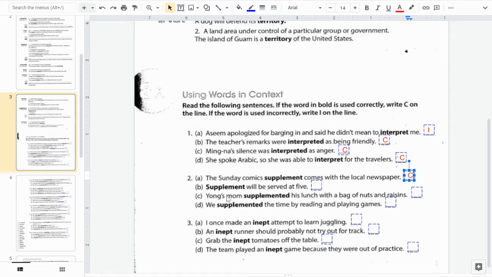Supplement will be served at 5. No, supper might be served at 5, but supplement cannot be served at 5, so that is incorrect. Yong's mom supplemented his lunch with a bag of nuts and raisins. Yes, which is very nice, unless Yong was allergic to nuts, and that would then not be nice. But that is a correct statement. We supplemented the time by reading and playing games. No, we passed the time, so that would be incorrect.